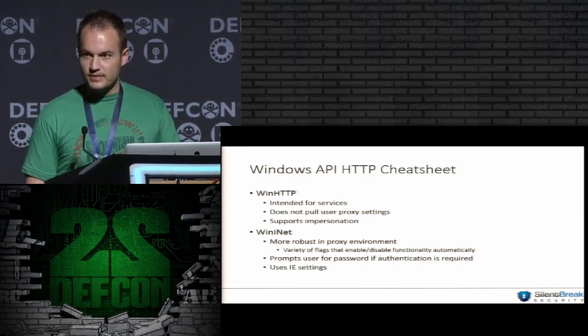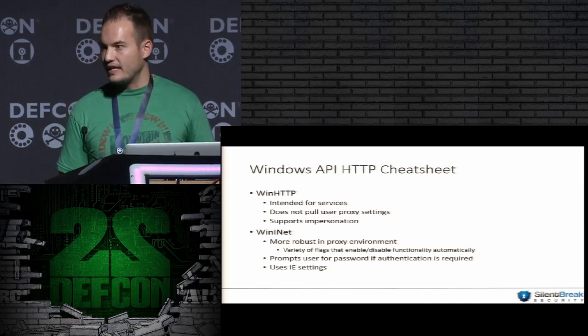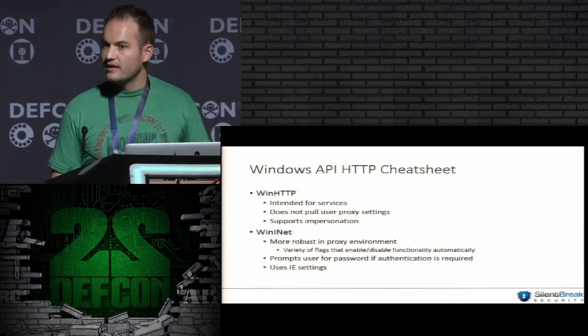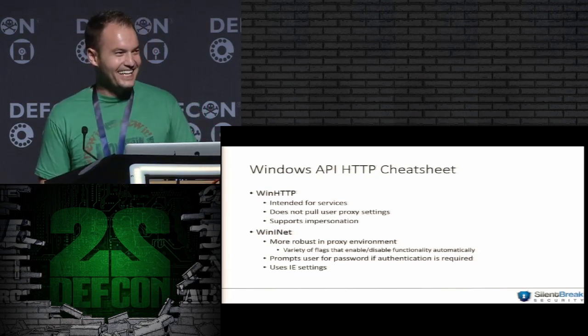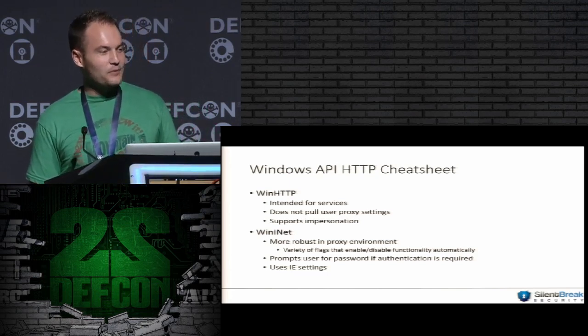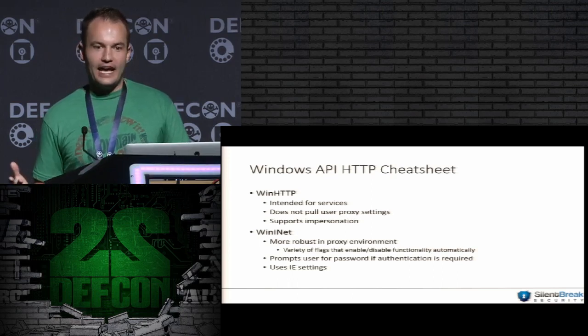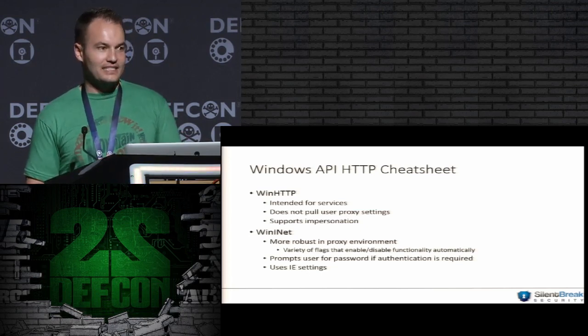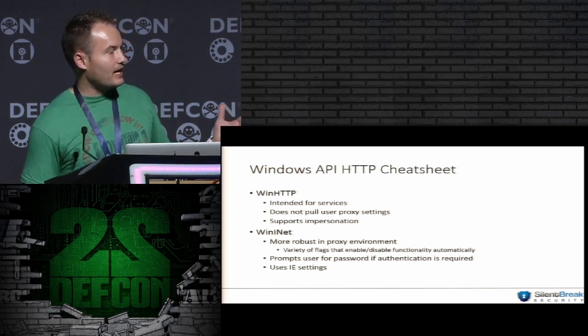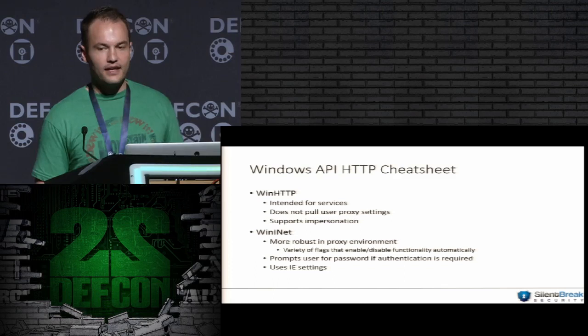Has anybody ever had problems getting out of a network that does NTLM authentication using Meterpreter? Yeah. Anybody else? Okay, well, the reason why is because there's a certain flag that you have to set. It's called the INTERNET_FLAG_KEEP_CONNECTION. That flag will automatically tell WinINet to do NTLM authentication at the proxy. So something as complex as NTLM authentication can easily be enabled just by setting a flag within WinINet.